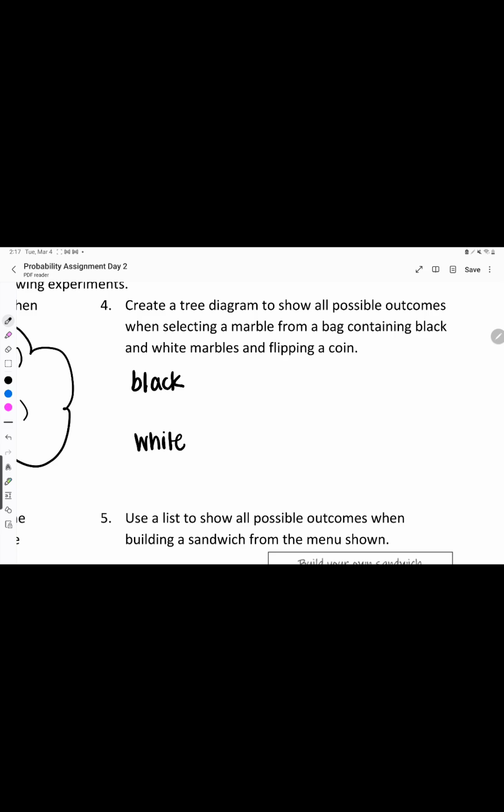Now, if I pull out a black marble, what kind of result can I get when I flip my coin? I can either get heads or tails. What about if I pull a white marble out of the bag? What's the possibility if I flip a coin? I can get heads or tails.